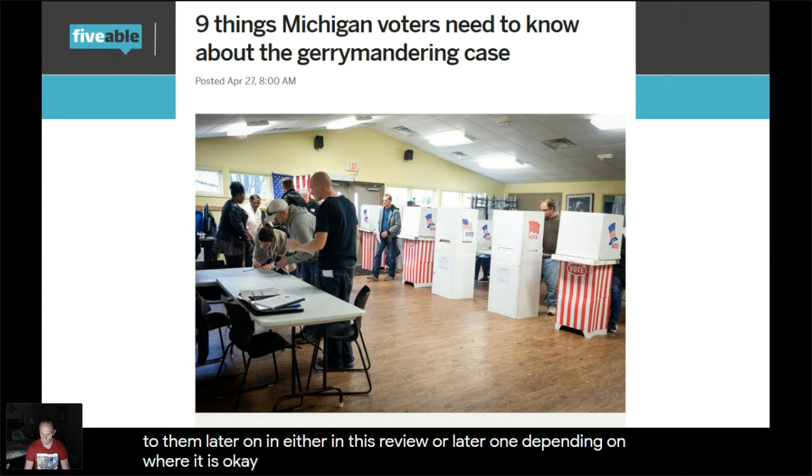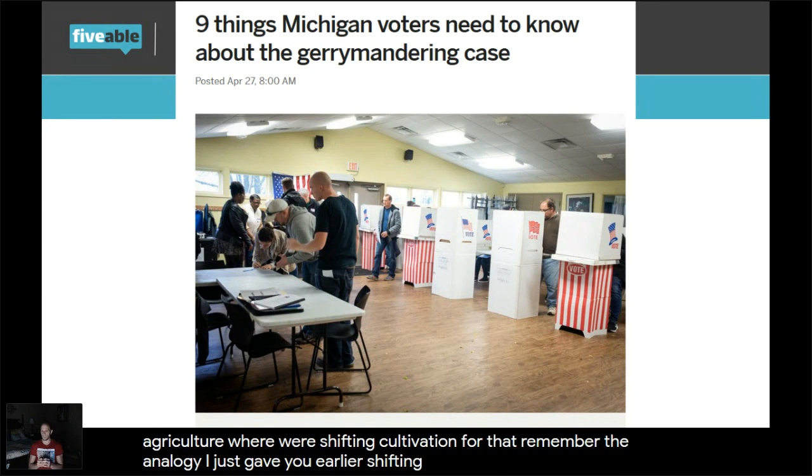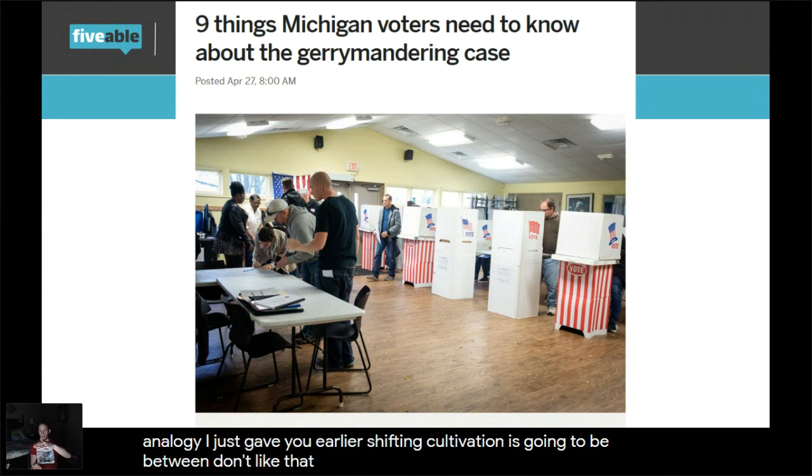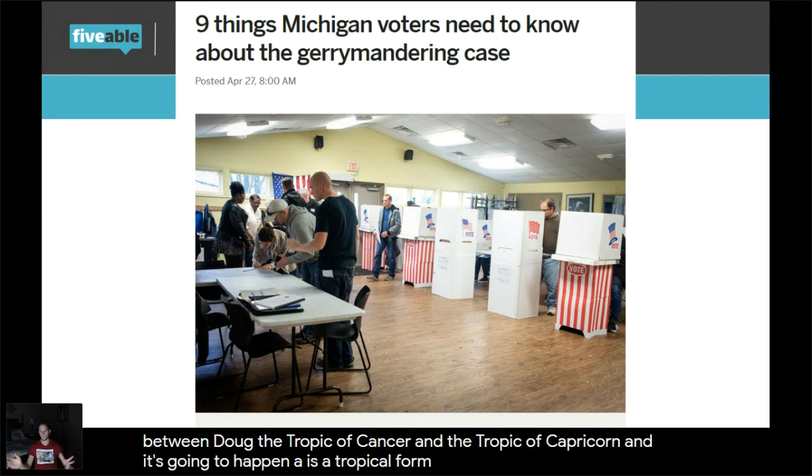Okay, let's look at extensive and intensive agriculture. Where would shifting cultivation fit in? Remember the analogy I just gave you earlier. Shifting cultivation is going to be between the Tropic of Cancer and Tropic of Capricorn. It is a tropical form of agriculture.